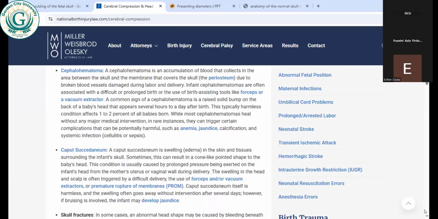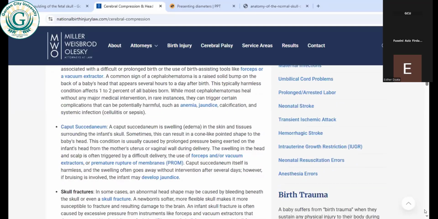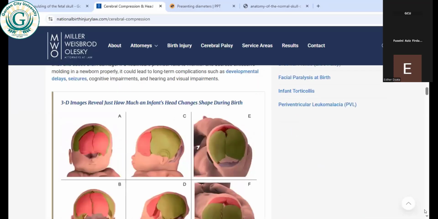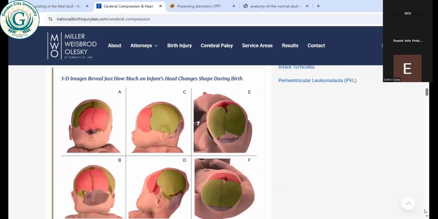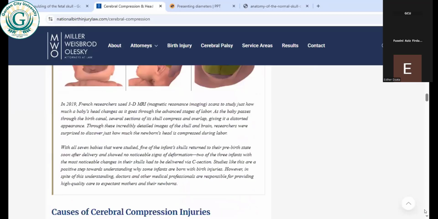So that is it for fetal skull. Any question, please? If not, we'll go to fetal circulation.